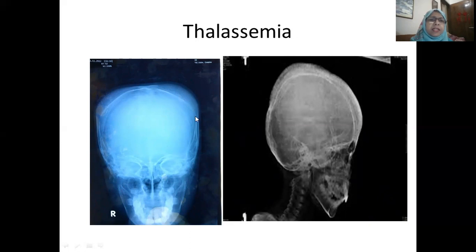And this is the inner table, and this is the outer table. Here you can follow the inner table, and here the inner table of the flat bone. And if you start from here, the outer table is here, but there is no outer table visualized on both sides of the parietal bone. And you can see an area outside the parietal bone.